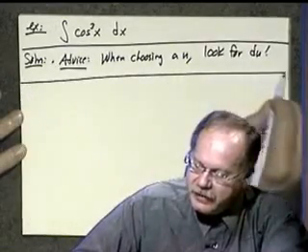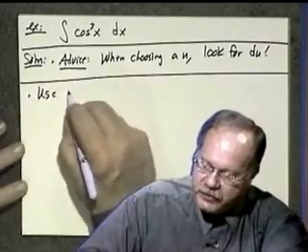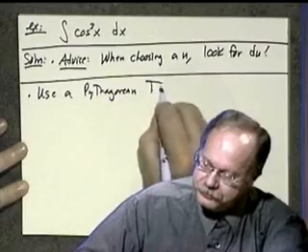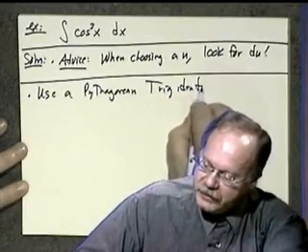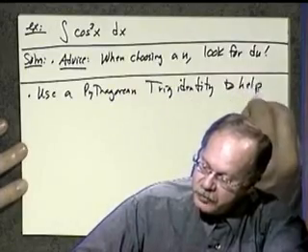So let us see. We need to find some way to get a sine in there. What we'll do is use a Pythagorean trig identity here. This one will be the one that relates sine and cosine. We'll use this to help.